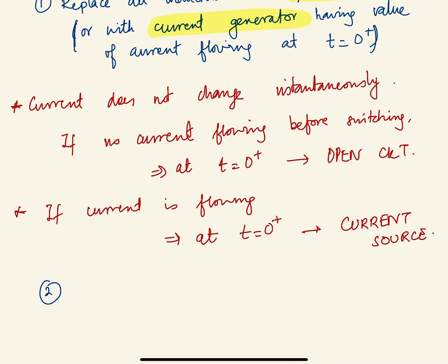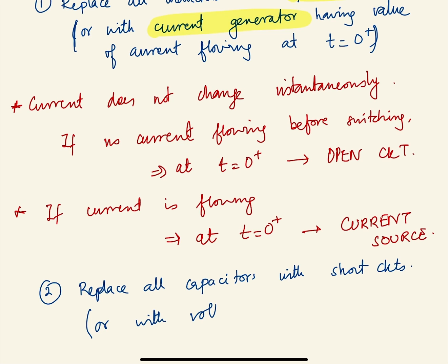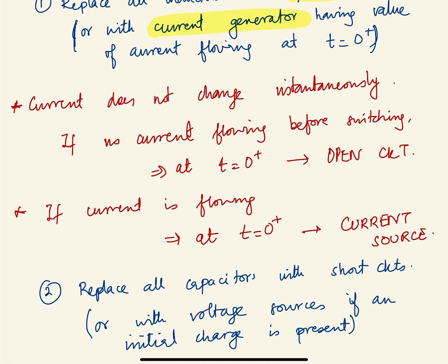Rule number two, for capacitors: replace all capacitors with short circuits, or with voltage sources if an initial charge is present, right? We have seen this before in the previous examples.